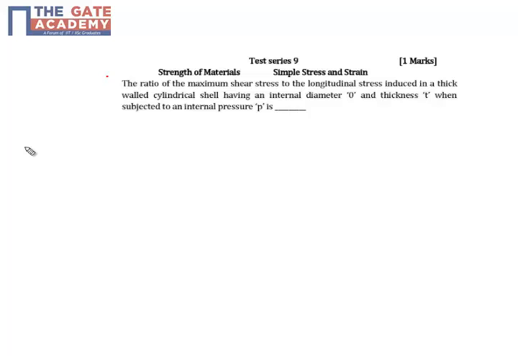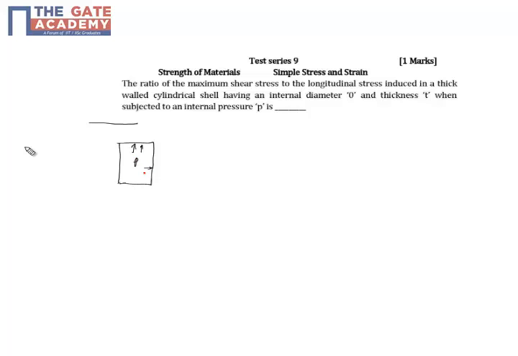Let us discuss a question from strength of materials. This is a question on thin cylinders. It's a thin walled cylindrical shell where the diameter is d and the thickness is t. Now it's subjected to internal pressure. So we are asked what is the ratio of maximum shear.